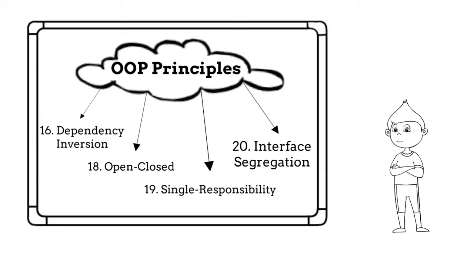The interface segregation principle states that a client should not implement an interface if it doesn't use it. This happens mostly when one interface contains more than one functionality, and the client only needs one functionality.